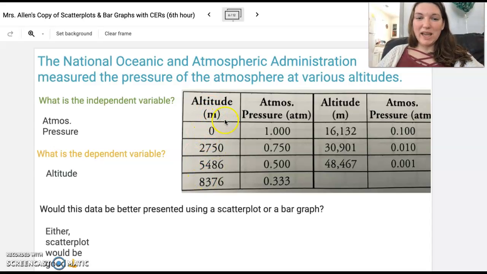dependent variable because it depends. The atmospheric pressure depends on what altitude you're at. Or the altitude depends on what atmospheric pressure you're looking for in this case, okay?